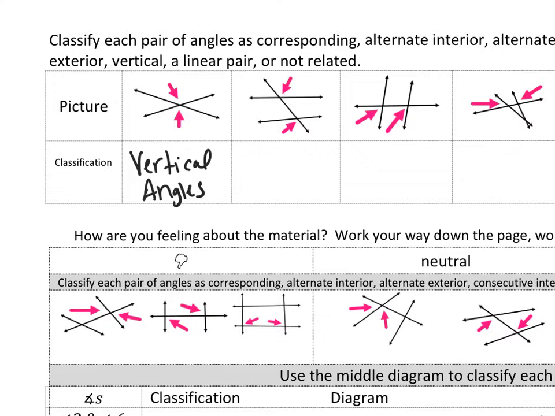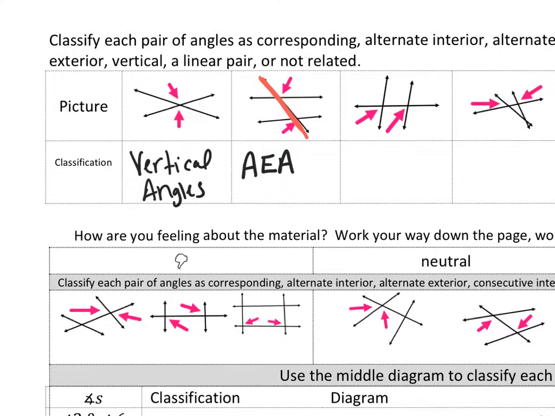As we take a look at this next picture, we've got one on the outside on the top right and one on the outside on the bottom left. So those are outside and on the opposite sides, right? So we're going to call those guys alternate exterior angles. I'm going to abbreviate that AEA. Alternate exterior. They're on the outside, opposite sides of this transversal that's cutting them in half.